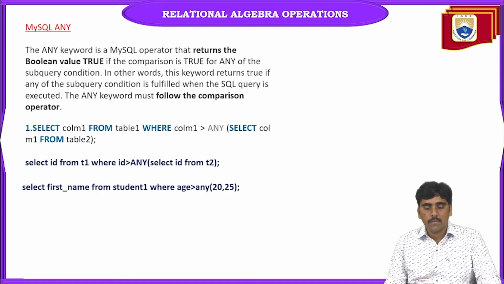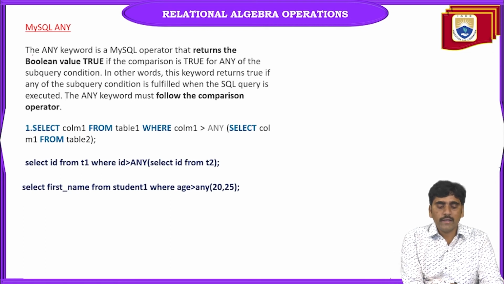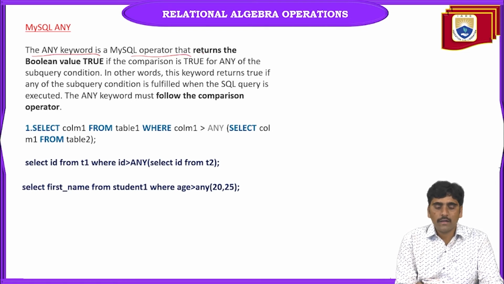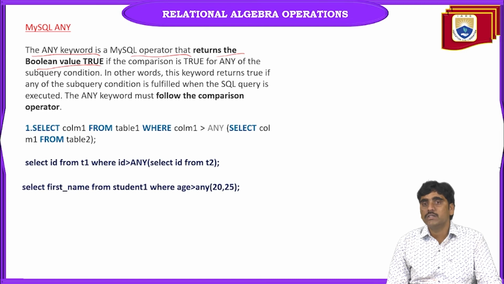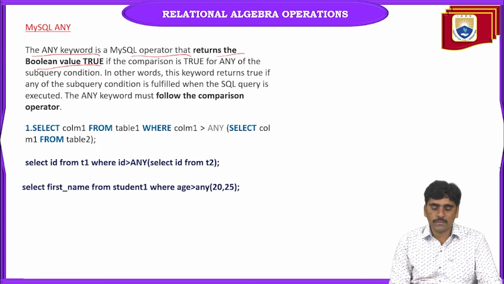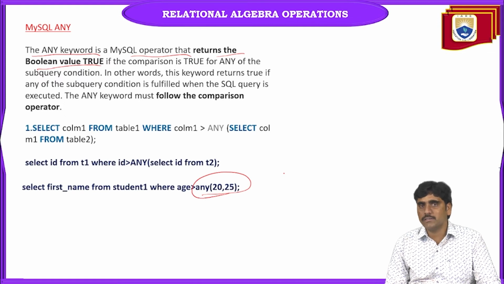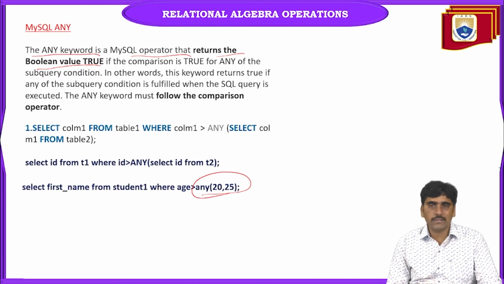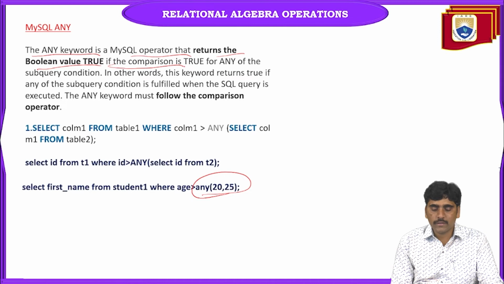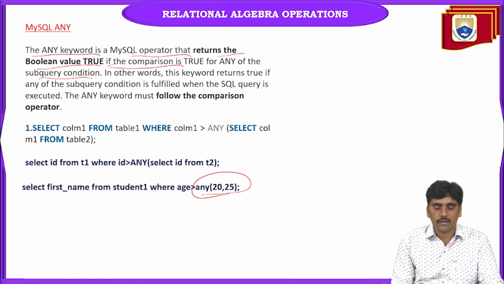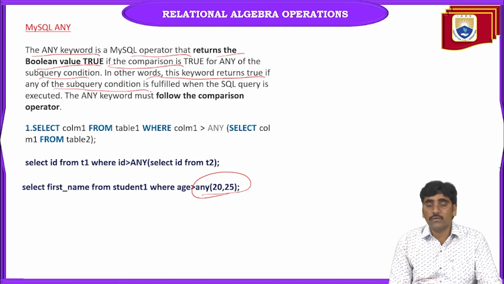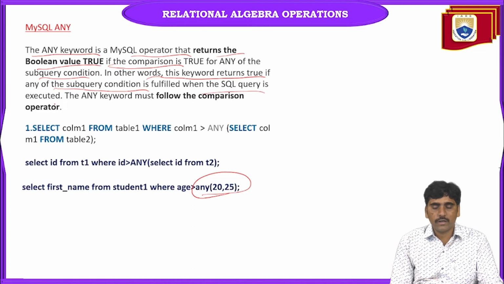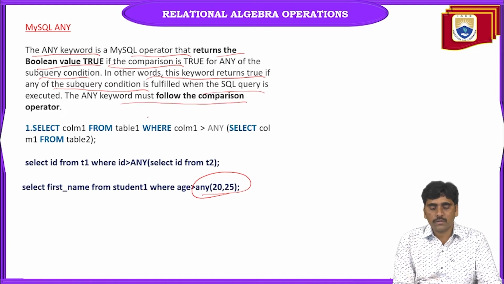MySQL ANY condition. ANY is a keyword, a MySQL operator that returns the boolean value true or false. Suppose you are specifying any of 2025, yes, it displays true. If it does not have it, it displays false. So look here, it is true if the comparison is true for any of the subquery conditions. In other words, this keyword returns true if any of the subquery conditions is fulfilled when the SQL query is executed. The ANY keyword must follow a comparison operator.